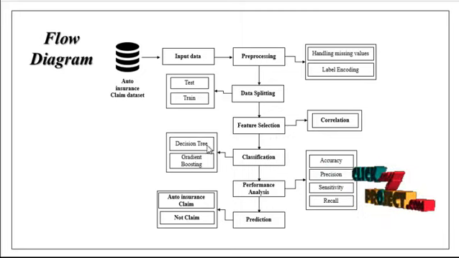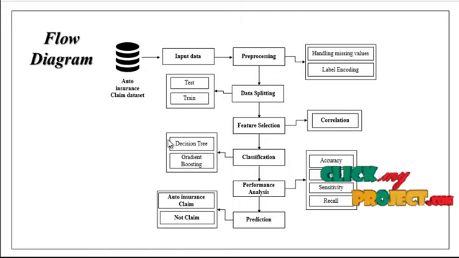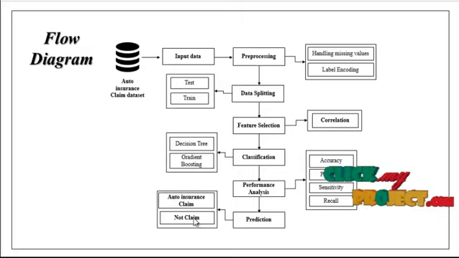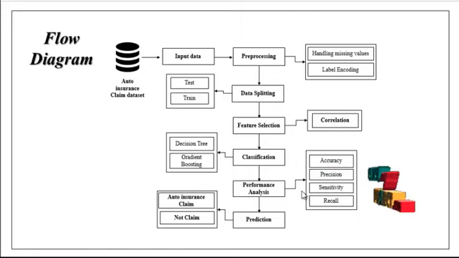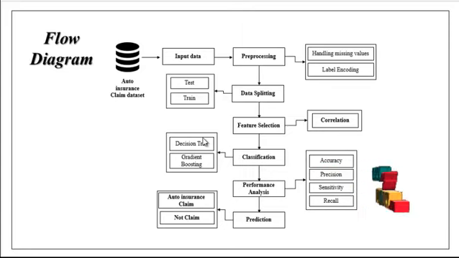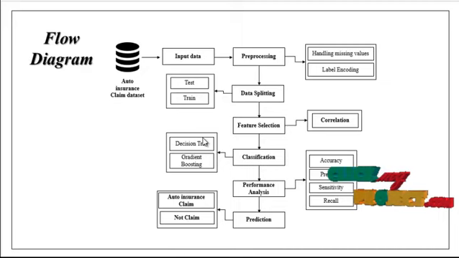In this module, we implement two different ML techniques, such as decision tree and gradient boosting. With the help of these two algorithms, we can predict whether the customer claimed the auto insurance or not. Then finally, we estimate performance metrics such as accuracy, precision, sensitivity, and recall. Based on the performance, we can conclude which algorithm is efficient.